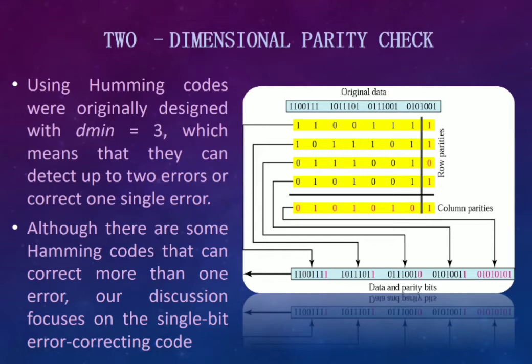Okay, two-dimensional parity check. Now let us discuss a category of error correcting codes called Hamming codes. These codes were originally designed with d minimum equal to 3, which means that they can detect up to 2 errors or correct one single error. Although there are some Hamming codes that can correct more than one error, our discussion focuses on the single-bit error correcting code. So let's take one example.